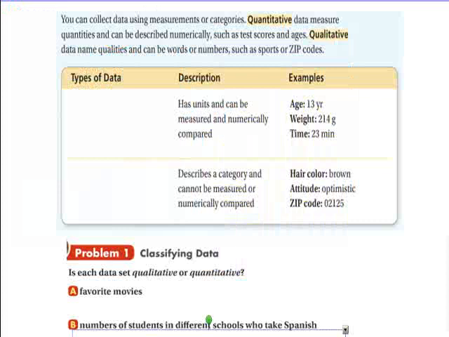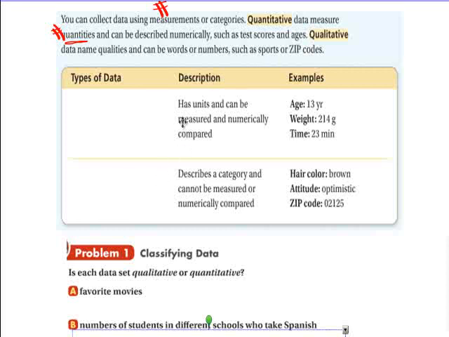So you can collect data using measurements or categories. Measurements often mean we're talking about numbers. Categories could be anything else. Quantitative data measure quantities, and quantities here again are numbers. They can be described numerically, such as test scores and ages. Qualitative data name qualities, and can be words or numbers, such as sports or zip codes.